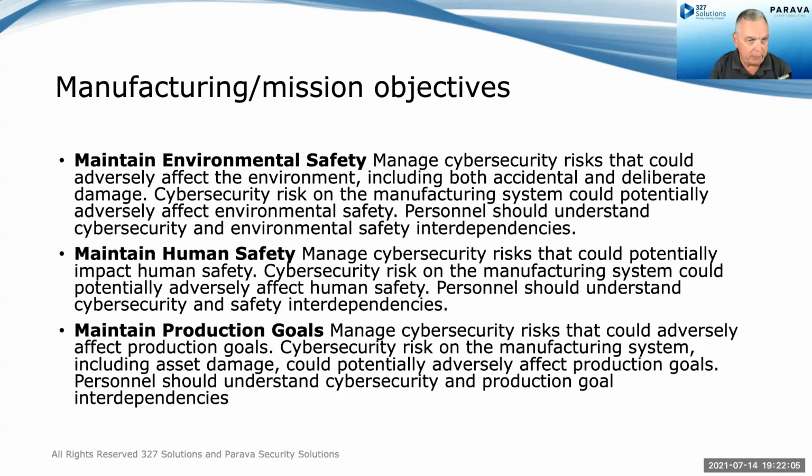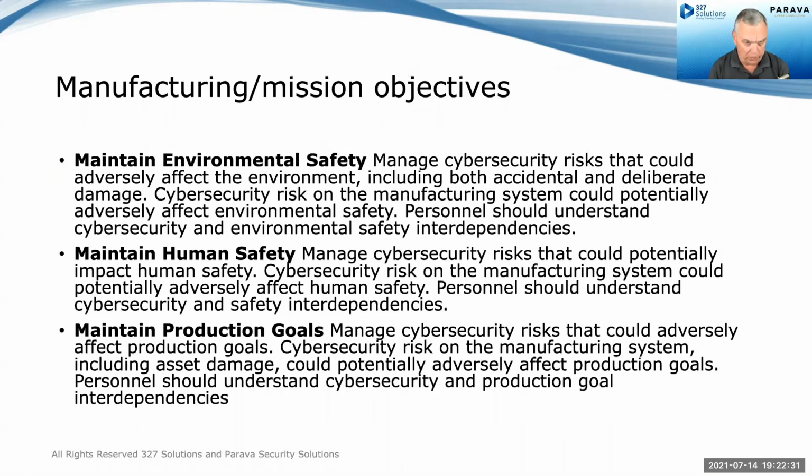Maintaining human safety. If you have a cybersecurity risk, that could potentially affect human safety as well. Cybersecurity risk on the manufacturing system could potentially adversely affect human safety. If you have an industrial control system, if somebody decides to compromise that industrial control system and bypass the safety controls, human beings can be hurt.